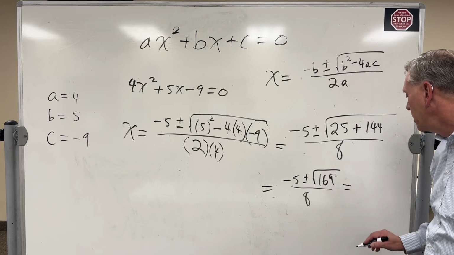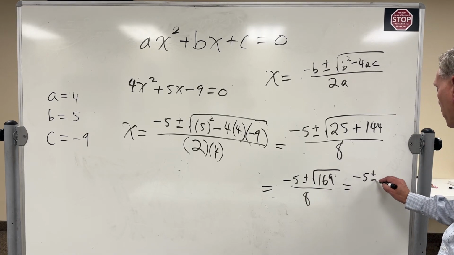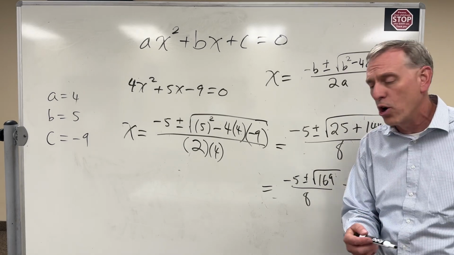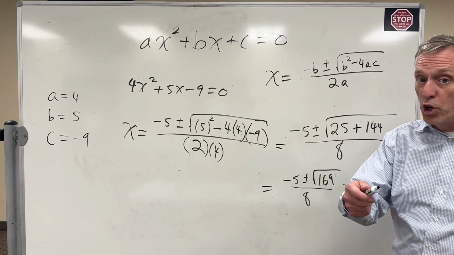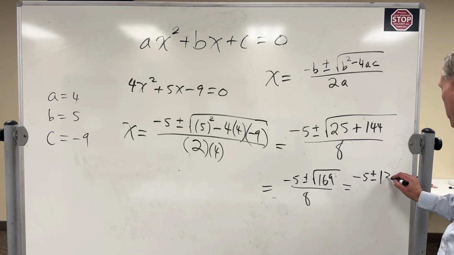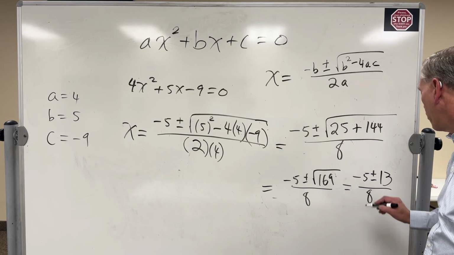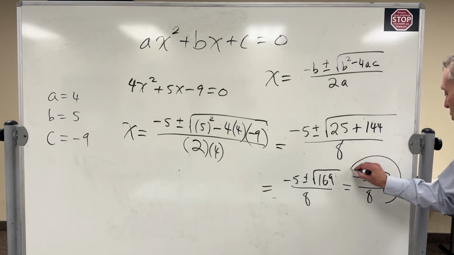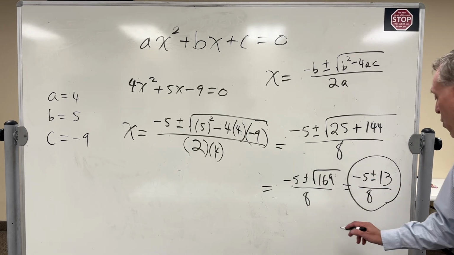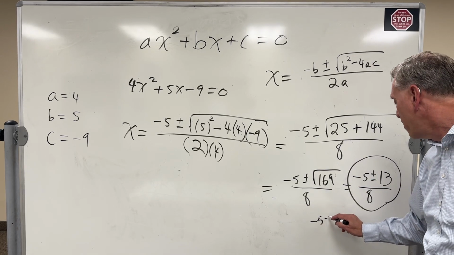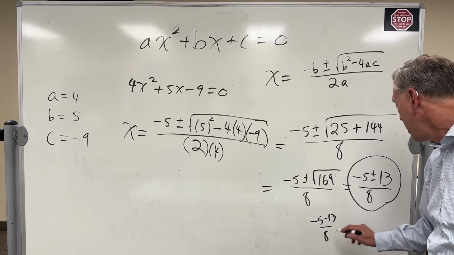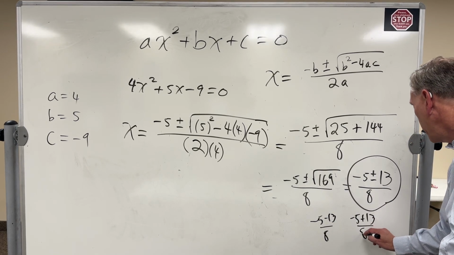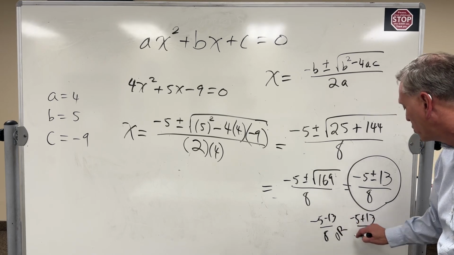And that is minus 5 plus or minus. The square root of 169 actually is an even term. Now you can use your calculator. You should use your calculator. But that's equal to 13, and 13 over 8. Now that's a fine answer right there. You could simplify it more. This is minus 5 minus 13 over 8, or minus 5 plus 13 over 8. Those are our 2 solutions.